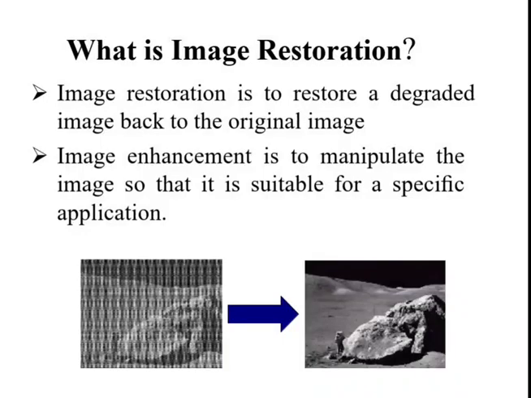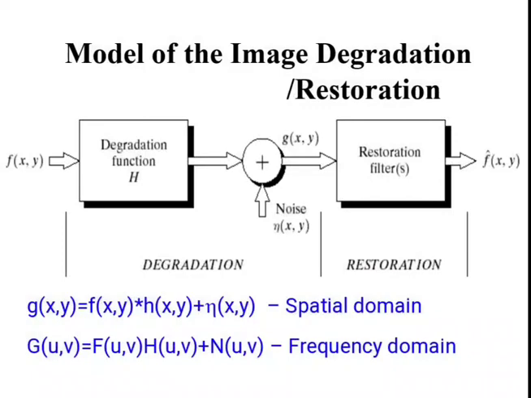What is image restoration? Image restoration is to restore a degraded image back to the original image. Image enhancement is to manipulate the image so that it is suitable for a specific application. The figure shows how we can restore an image. This figure represents the model of image degradation and restoration.